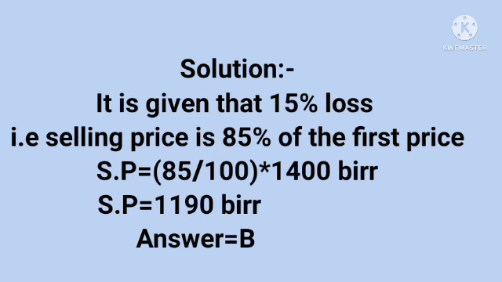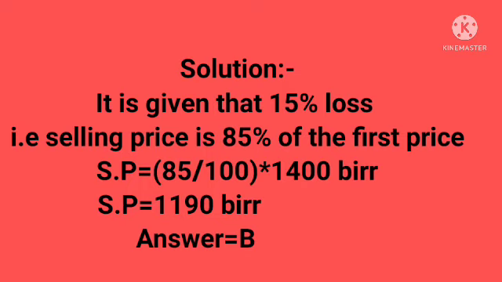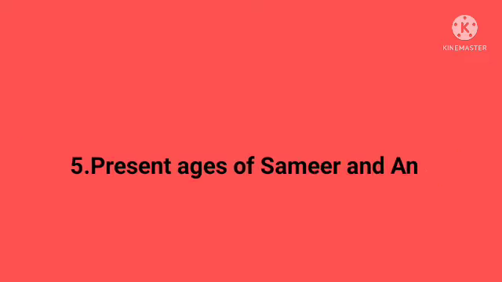A 15% loss of 100% means he sold it for 85%. That means the selling price equals 85% of 1400, that is 85 over 100 times 1400. That means the selling price equals 1190, and the answer is B.